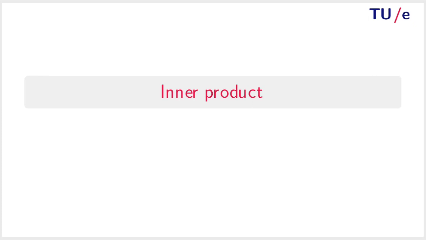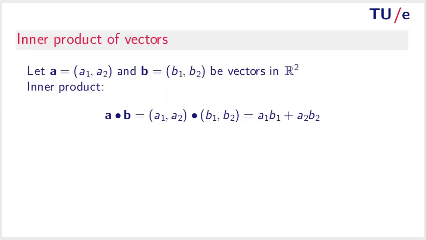The inner product. Suppose A and B are two vectors in R2. Then we define the inner product of A and B as A1 times B1 plus A2 times B2. We denote this inner product by A dot B. Sometimes this inner product is also called the dot product.